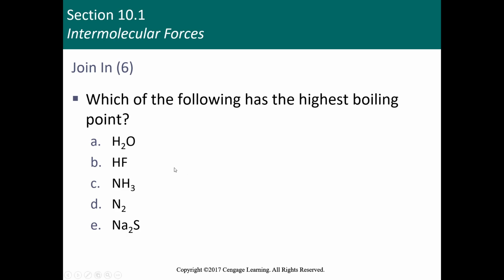What has the highest boiling point? Well, salts, right? You've never melted a salt. You've never boiled a salt. So it has to have a higher boiling point than the gas you breathe every day, nitrogen, and water that you probably have boiled.